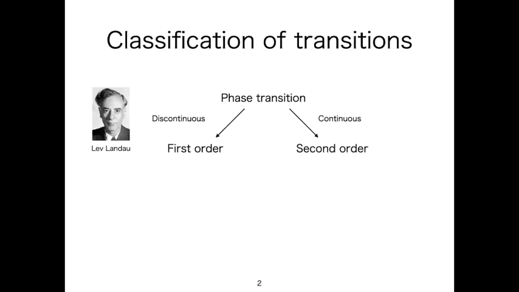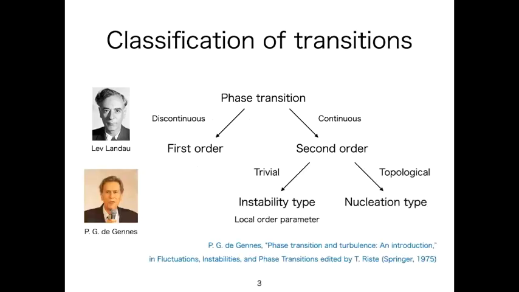Okay, let's start from some famous story. Landau says phase transitions can be classified by whether they are discontinuous or continuous. The discontinuous one is first order and the other is second order. On top of that, Jan says the second order phase transition has a further breakdown regarding the topology of the system. The most standard one is the so-called instability type, a standard trivial second order phase transition, described by local order parameters such as the magnetization of a ferromagnet.